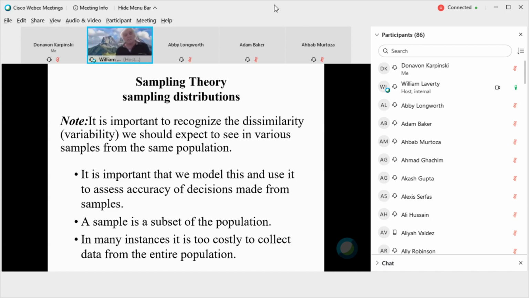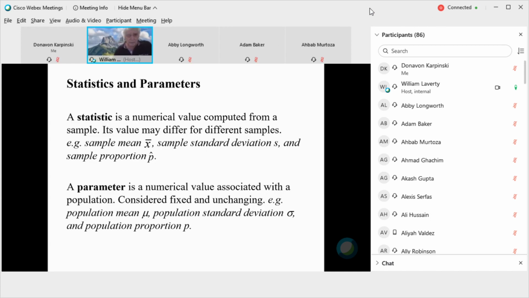You take a sample because it's probably too costly to take the data from the entire population. A statistic is a numerical quantity computed from the sample. Examples: sample mean, sample standard deviation, sample proportion. A parameter is a numerical quantity associated with the population. Consider the parameter fixed; it can't change unless the population changes. But it's a fixed number.